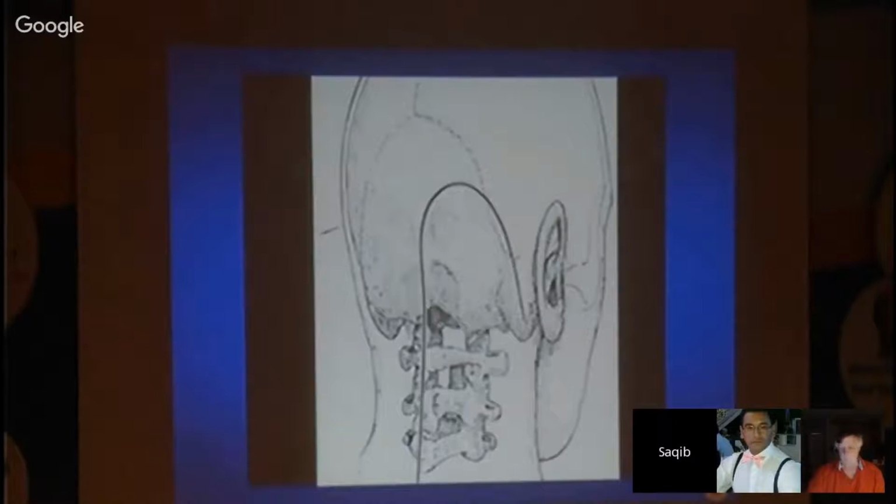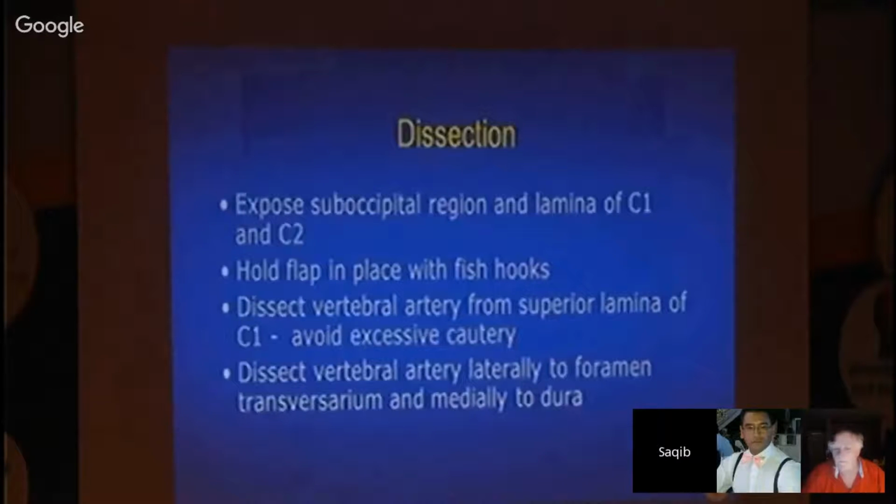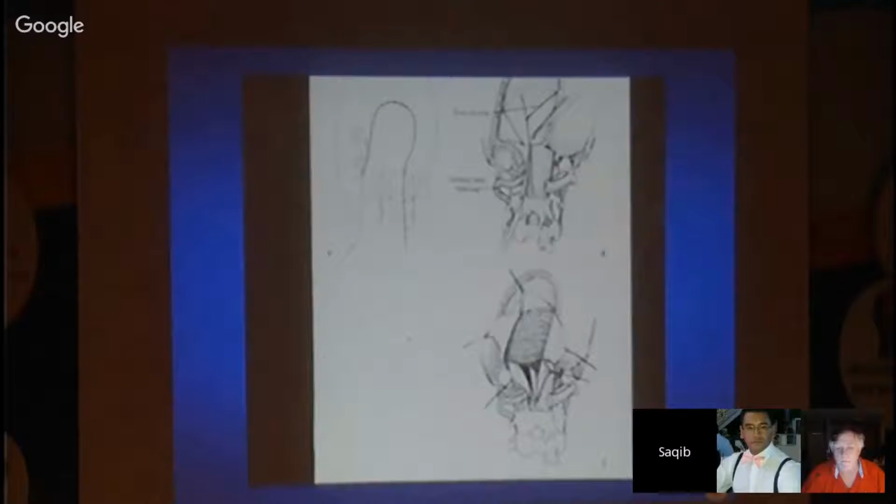I think that's a relatively bad idea in my own hands. I'd rather fuse on both sides rather than a single side. The same thing with unilateral fixation with the T-lift. I don't think it's reasonable. You may get away with it on occasion, but it shouldn't become a practice pattern. All right, and then we go and expose the suboccipital region.